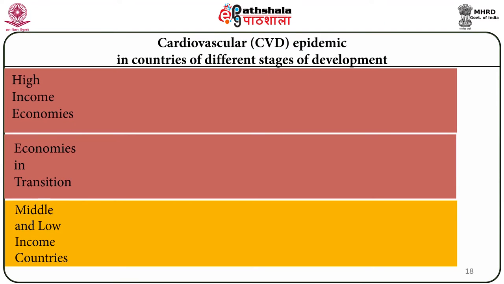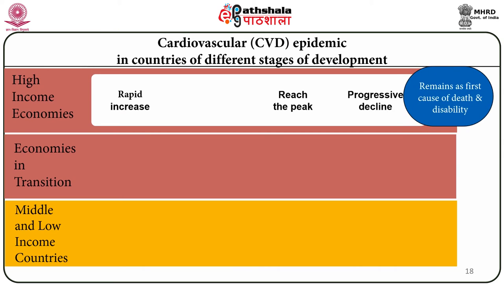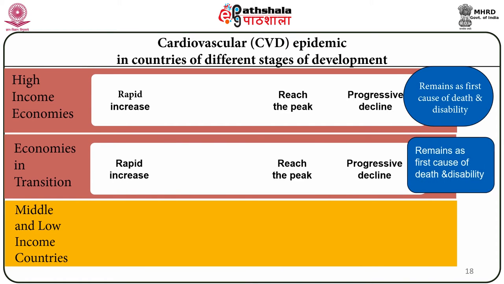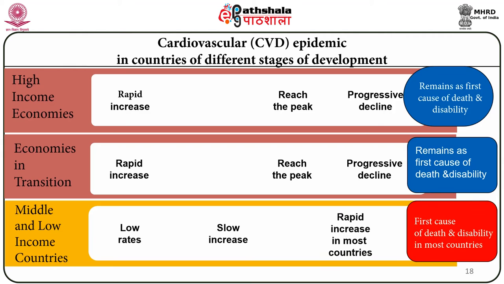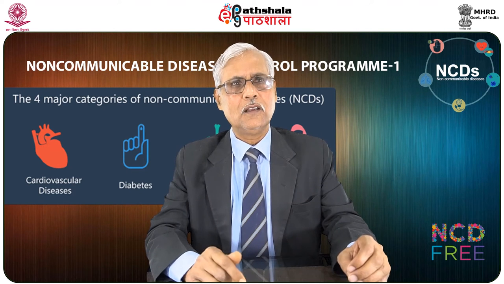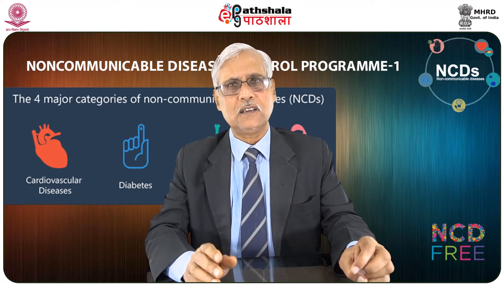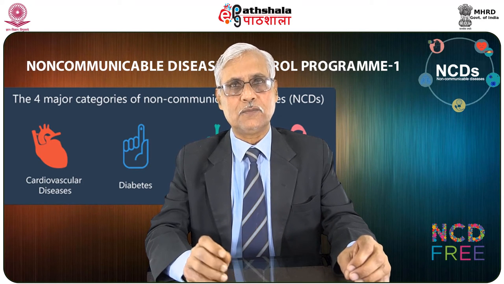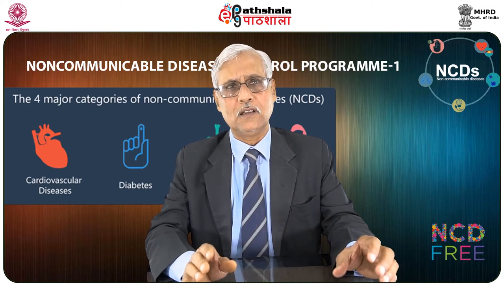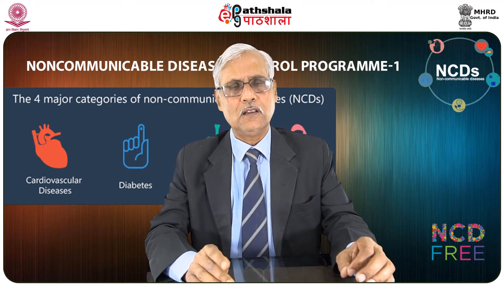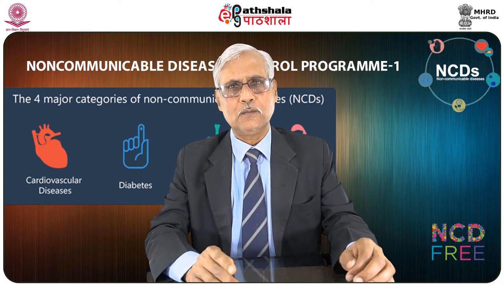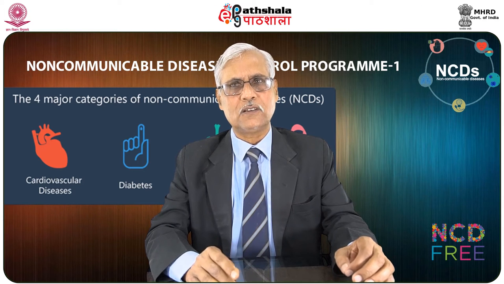The cardiovascular disease epidemic differs in countries of different states of development, particularly high income countries, economies in transition, and middle and low income countries. The disease spectrum has varied right from the 1950s onwards. In the high income countries, there was a rapid increase. They reached the peak in the 70s and then a progressive decline, though it remains the first cause of death. In economies in transition, initially there was a rapid increase, reaching the peak almost in the 1970s, then a progressive decline, and it remains the first cause of death and disability.